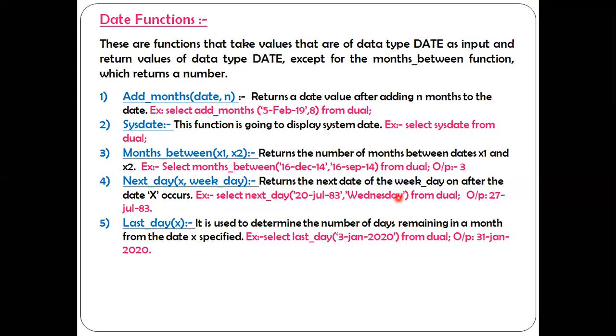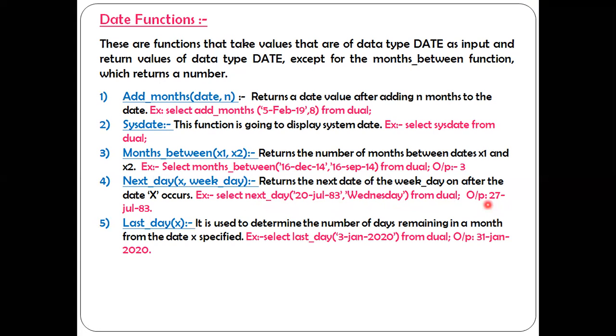Okay. So that is written in a single quotation. Date is also written in single quotation comma and day is also written in single quotation. Close parenthesis from dual. Once again I'll repeat. Select, one blank space, NEXT_DAY open parenthesis. I have given the date as '20th July 1983' close comma. That 20 belongs to which day? On that date was Wednesday. Close parenthesis from which table? Dual table.